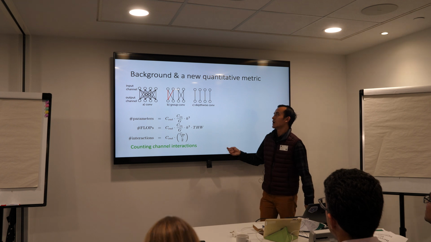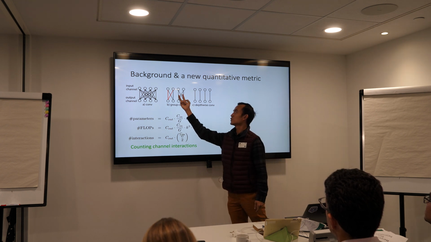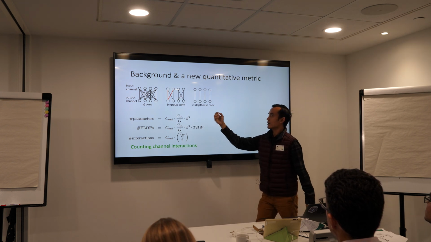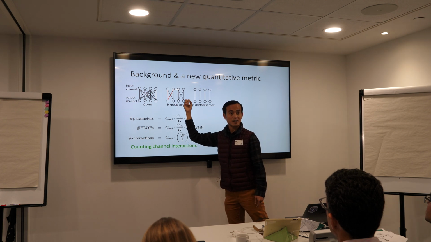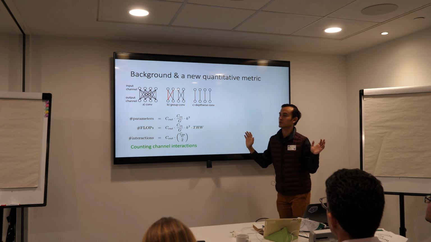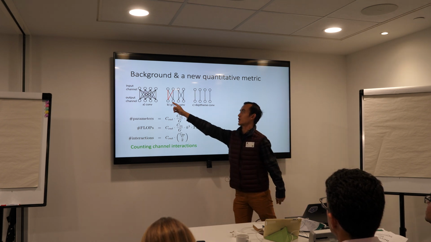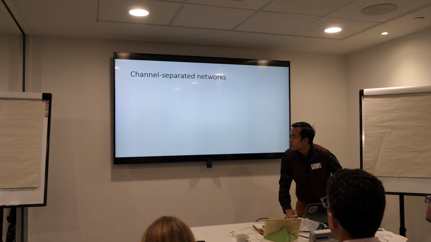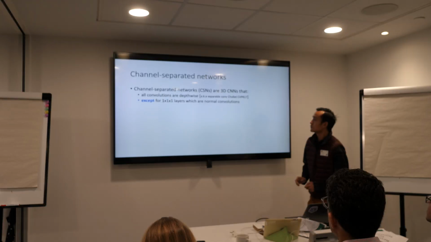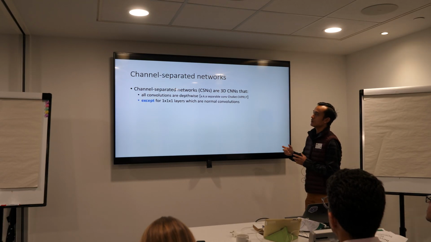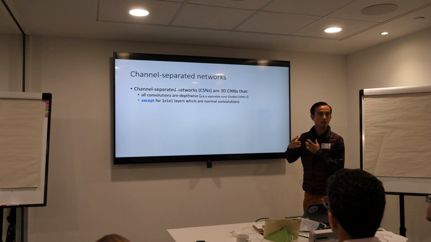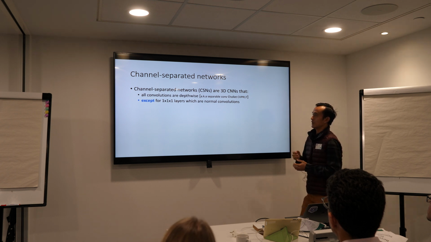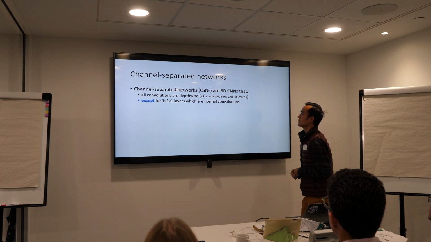Basically, we just count how many times two input filters get connected by an output filter. Just simple, just counting them. And here is one example of a channel interaction. But before moving to that, we look at one kind of model that we apply, mainly focusing on ablation in this study. We call it channel separated network.